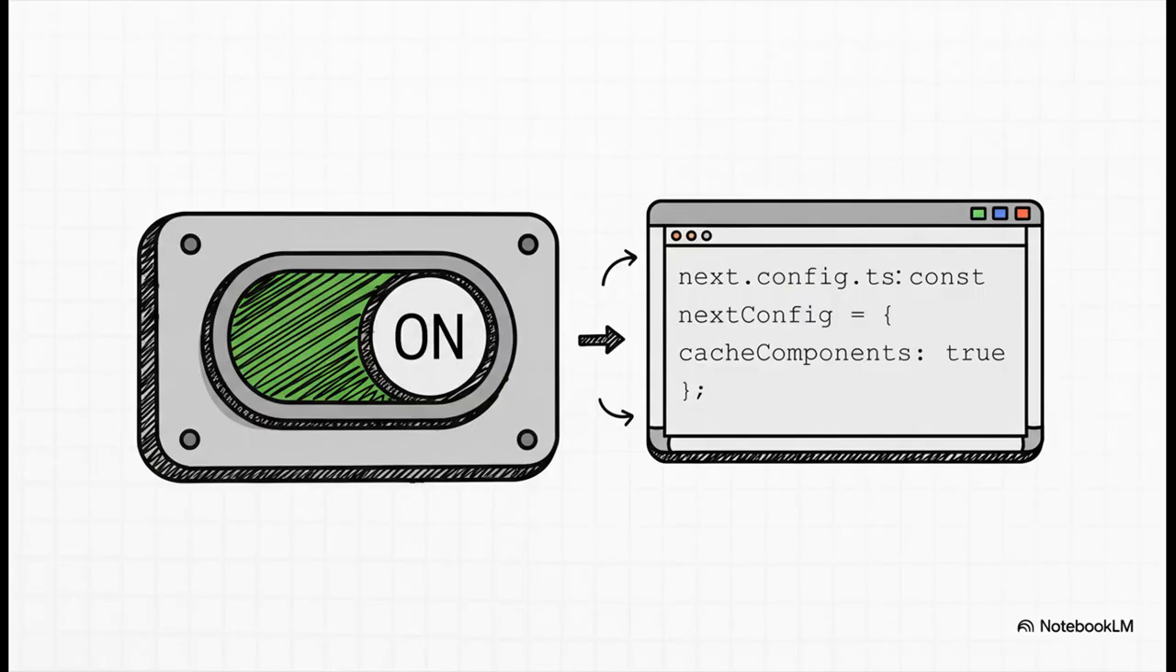And getting started with this is, well, about as simple as it gets. You just pop into your next.config.ts file and add this one line: cacheComponents: true. That's it. You're now opted into the new caching model.